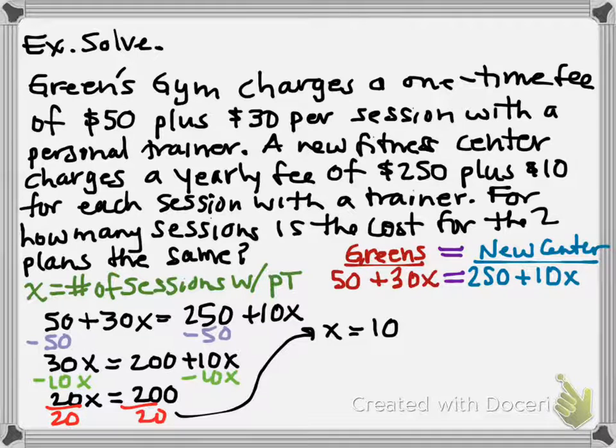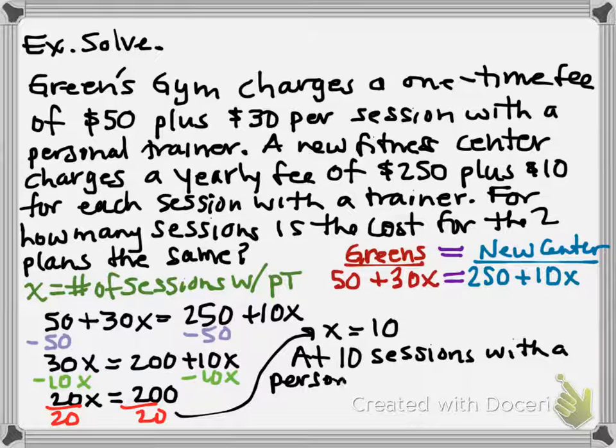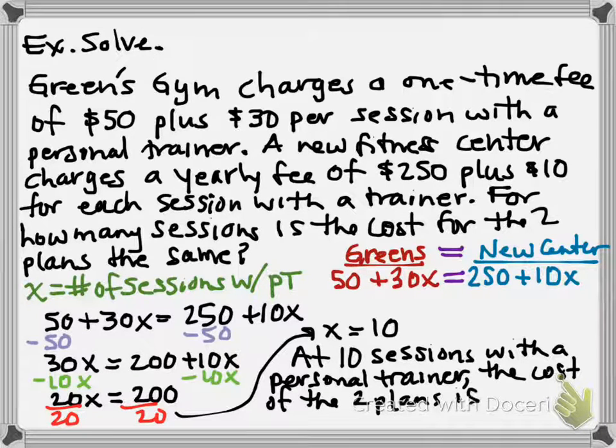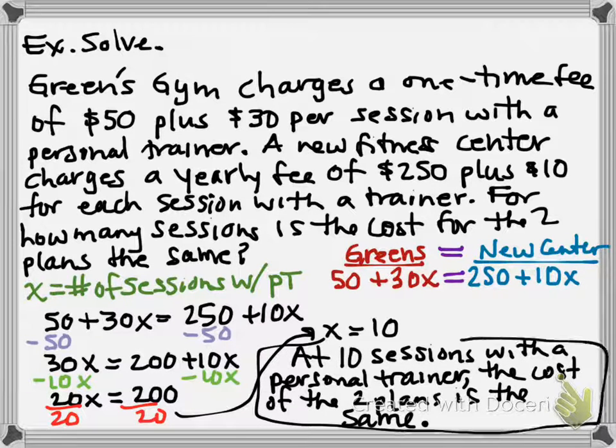Okay? So now I need to write this as a sentence. So x represents the number of sessions. So at 10 sessions with a personal trainer, the cost of the two plans is the same. Okay, so that's how I would put my final answer.